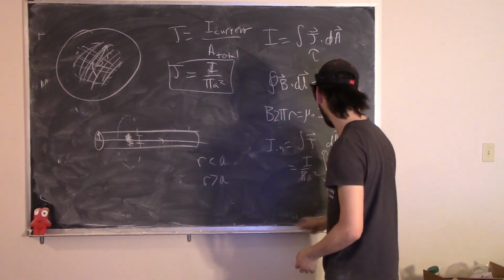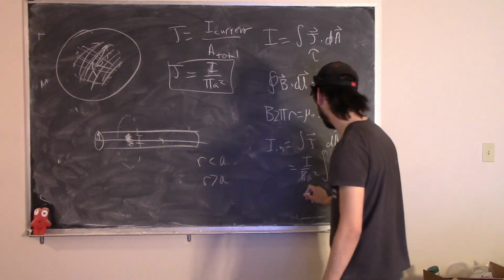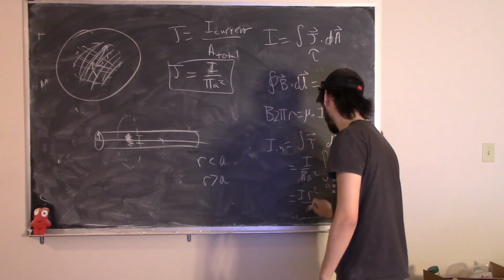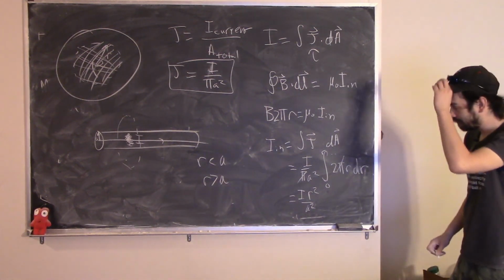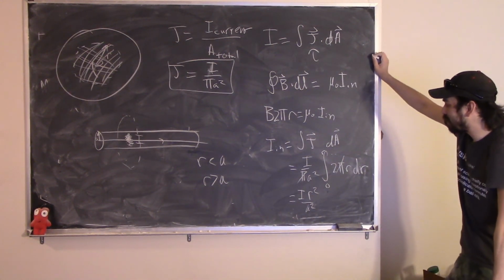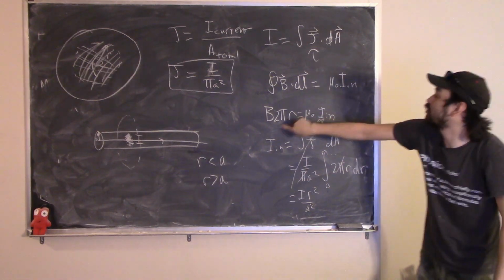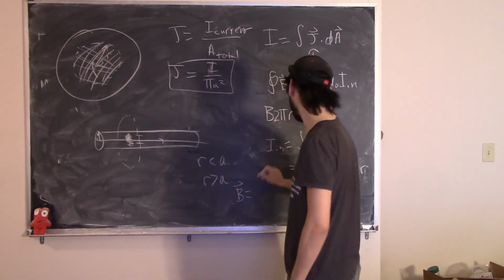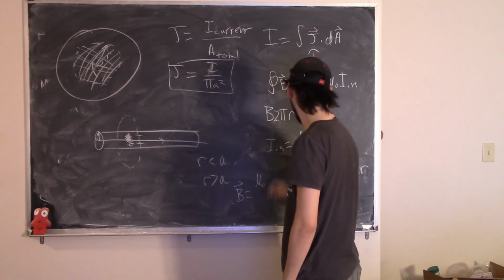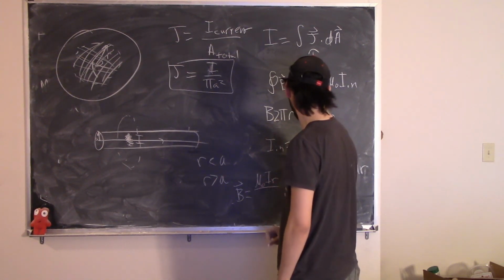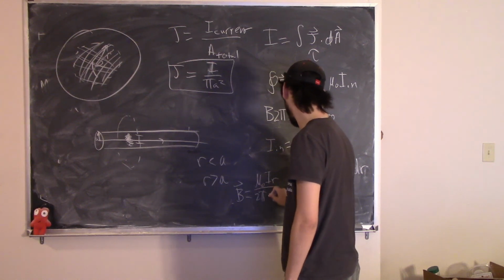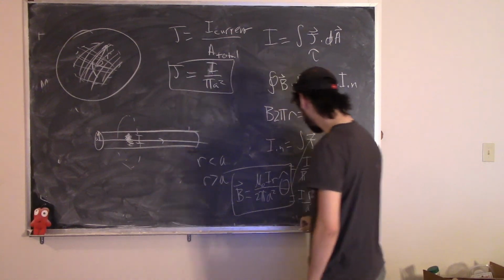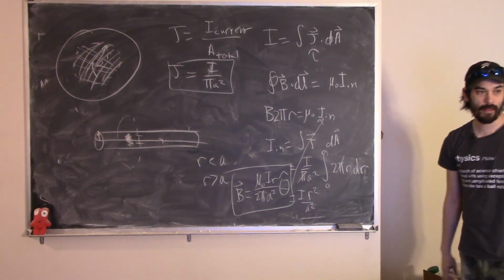My pi's are going to cancel. I'm going to cancel a factor of 2. And this says that I in is going to be I r squared divided by a squared. Okay. So then I can take this I in and plug it in here and just solve for my B. And so the B vector is going to be equal to mu naught times I times r divided by 2 pi a squared in the theta hat direction. And that's it.